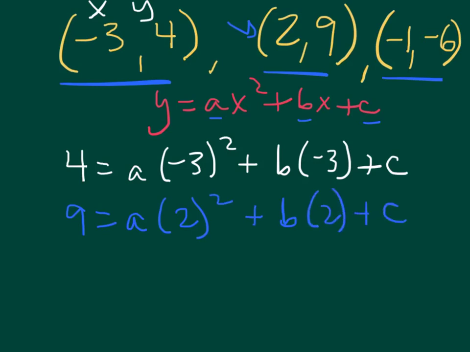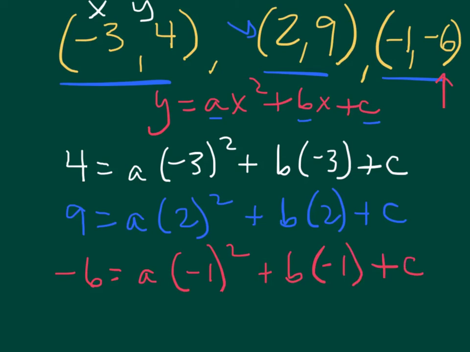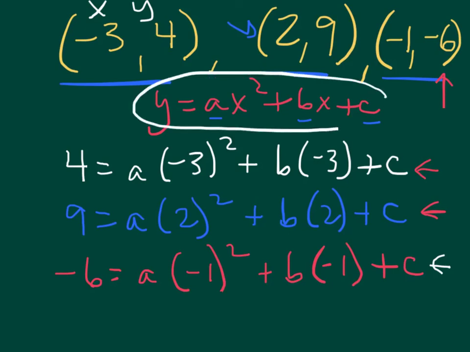And then the last one I could have is this point here, where I'd say negative 6 equals a times negative 1 squared plus b times negative 1 plus c. And then what we can do is take these 3 equations and use elimination or substitution in order to solve for the a, the b, and the c. Once we get the a or the b or the c, we would just plug it back into this equation here, and we have the quadratic equation to describe the table.